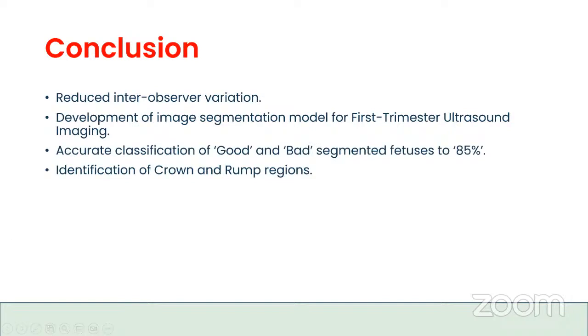This paper successfully creates a machine learning pipeline that reduces inter-observer variation by providing obstetric practitioners with new concepts for them to view first trimester ultrasound scans. Automatic image segmentation and the identification of crown and rump regions applied to first trimester ultrasound images are important novel concepts to this area of the medical industry. However, further improvements can be made to this system.